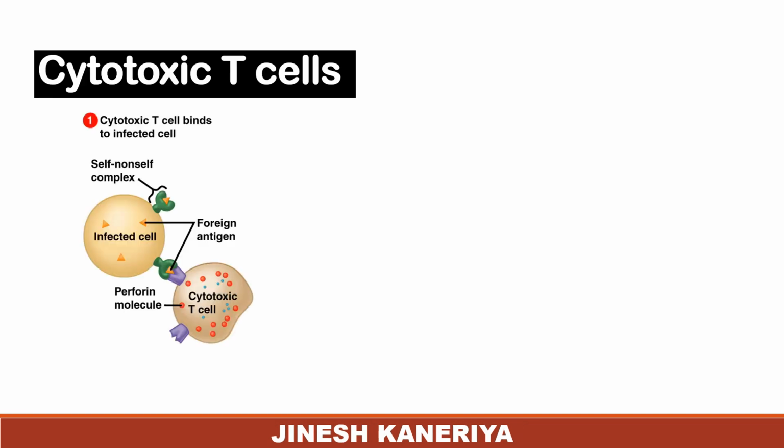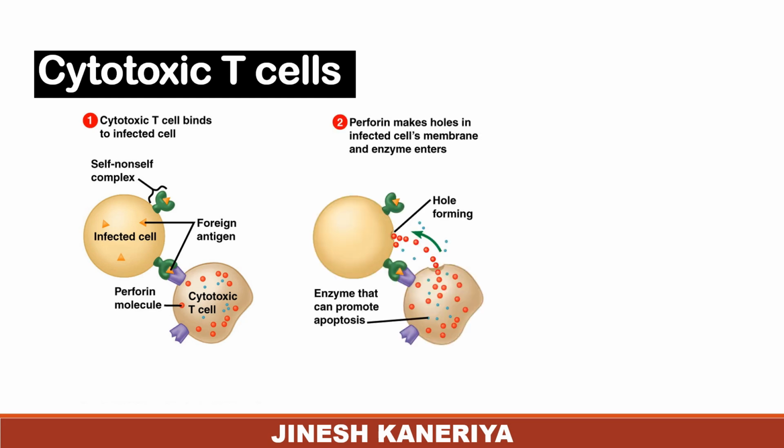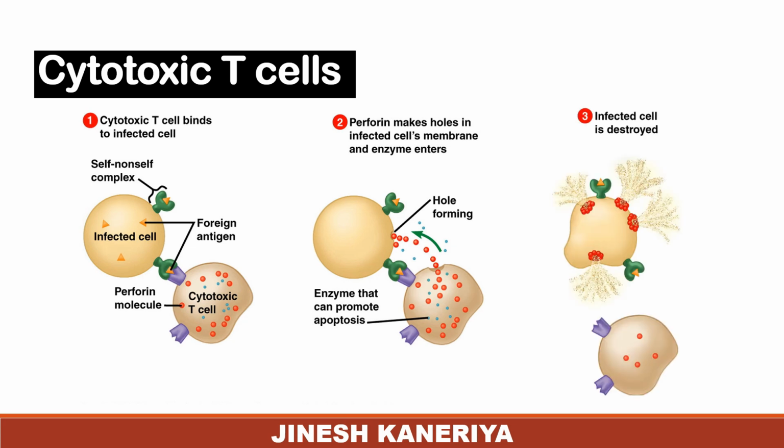Cytotoxic T cells bind to the particular infected cell. This self non-self complex is developed with the infected cell. Then the foreign antigen interacts with the cytotoxic T cell and the perforin molecules are activated. Perforin makes a hole in the infected cell membrane, and enzymes can enter through the pores, and the enzymes promote the apoptosis mechanism. After the entry of these enzymes into the infected cell, it is destroyed via the lysis mechanism.